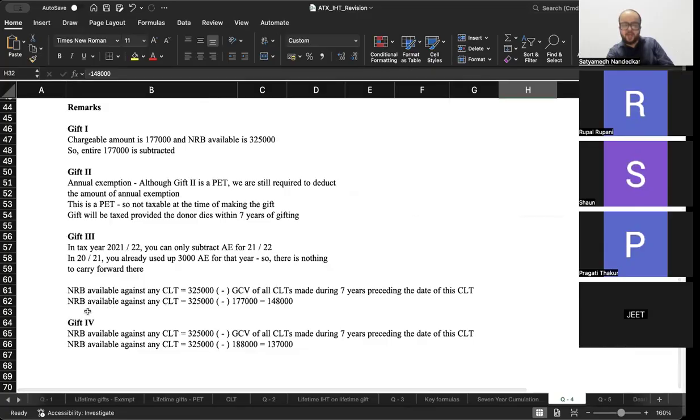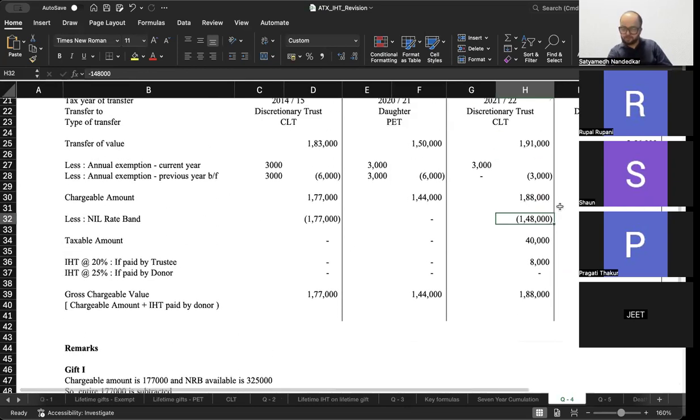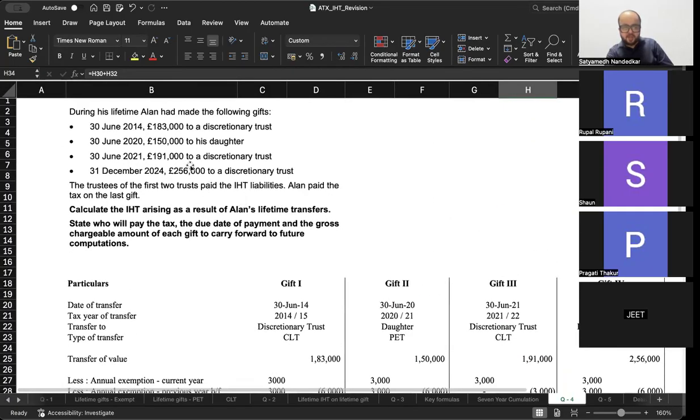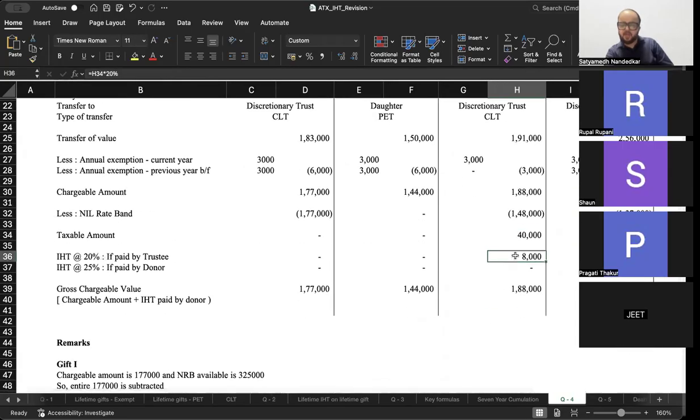So what will be the NRB available? 325 minus 177, which is 1,48,000. यहाँ पे 148 माइनस किया, you are left with taxable amount of 40. Who paid the tax? The trustees of the first two trusts paid the tax. So here trustees paid, tax will be at the rate of 20%. GCV is how much? GCV is chargeable amount plus tax paid by donor. So 188 हो जाएगा. ठीक है.